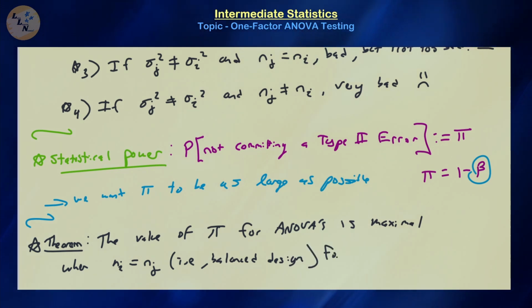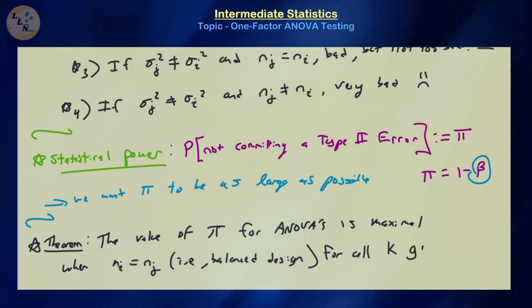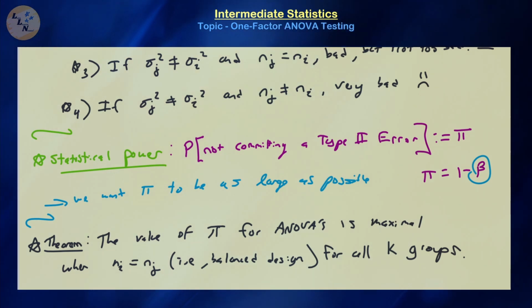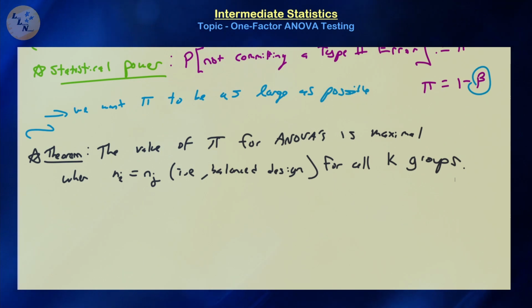And that has to be true for all k groups, right? So once you start having groups of different sizes, you're actually decreasing the statistical power for this method to be able to pick up on any significant difference, okay?